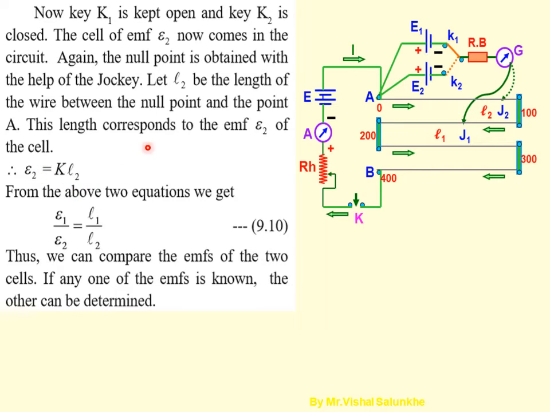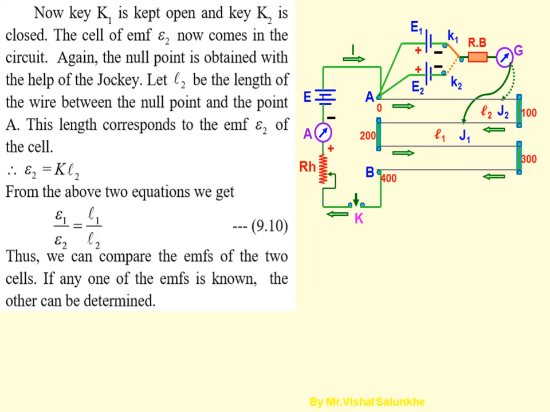From equations 1 and 2, we know that equation 1 was E1 is equal to KL1. If you divide equation 1 by 2, we get E1 upon E2 is equal to L1 by L2. So this is the final expression. Thus we can compare the EMF of two cells. If any one of the EMFs is known, the other can be determined.